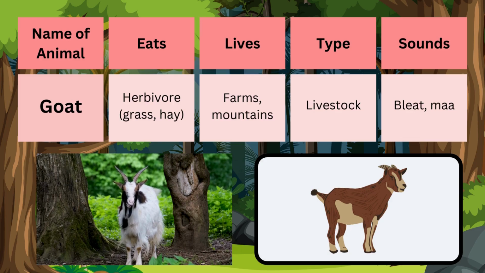Goat. Goat eats herbivore grass, hay. Lives in farms, mountains. Goat is a livestock. Sounds.